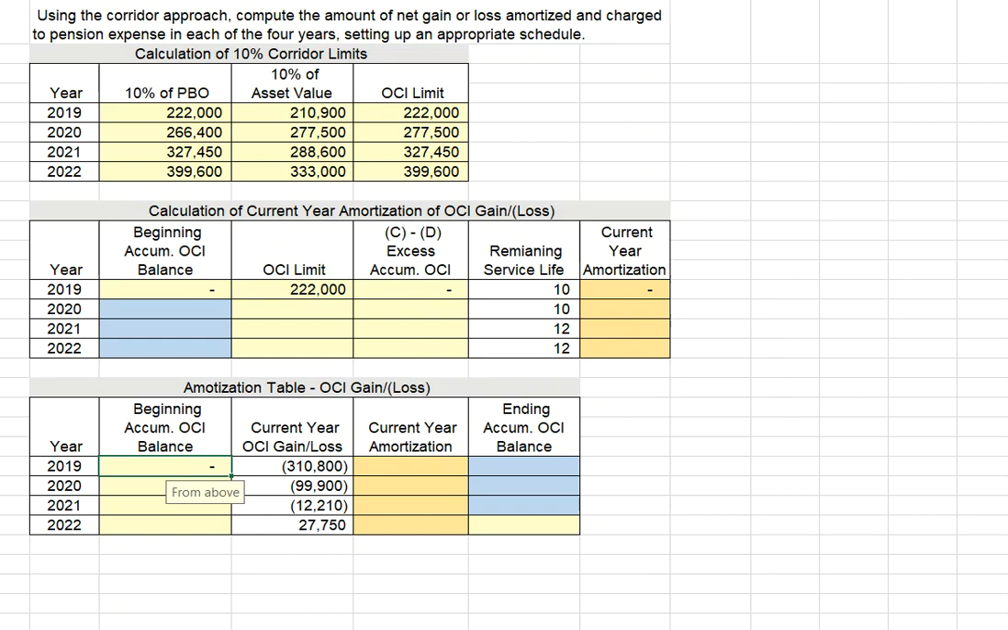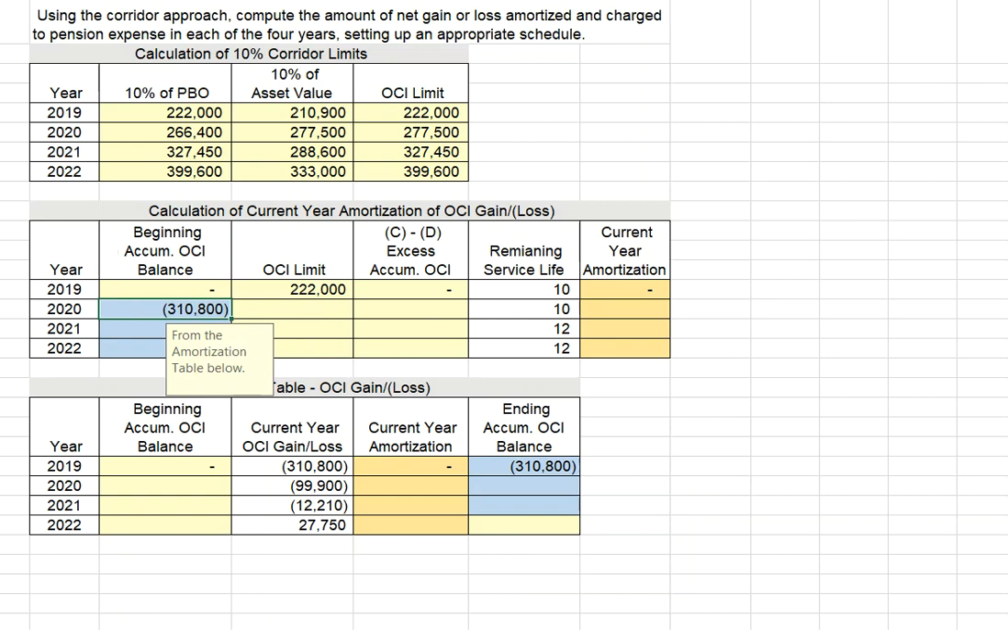Our amortization table, our balance and our accumulated OCI, then we take the beginning balance for 2019. We were told in the current year we had a $310,800 loss. There was no amortization in the first year, and so the ending accumulated balance in other comprehensive income is $310,800. This then becomes the beginning balance for 2020.